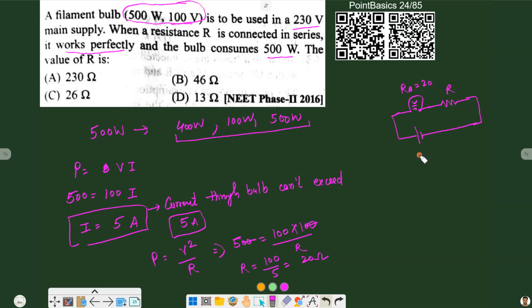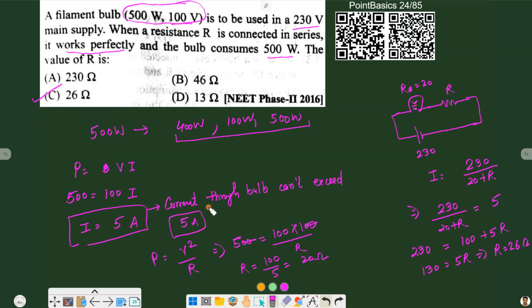Here the applied potential is 230 volts. Now the current in this circuit will be 230 divided by 20 plus R, and as mentioned it can't exceed 5 ampere, so it should be equal to 5. 230 over 20 plus R is equal to 5. Cross multiplying we get 230 is equal to 100 plus 5R. From this 130 is equal to 5R, and R is equal to 26 ohm. Here option C will be the right answer.